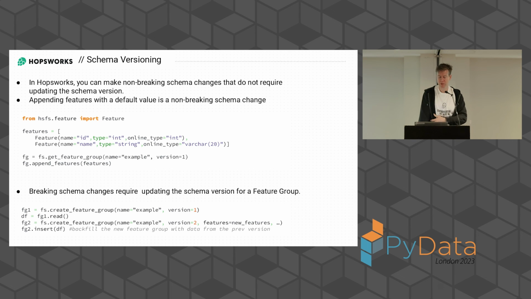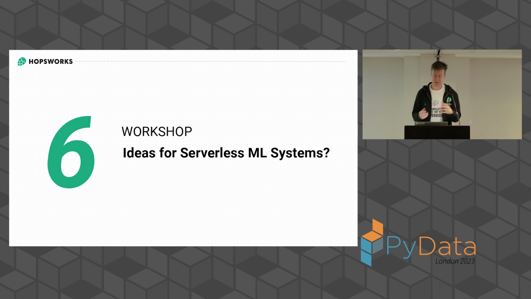I mentioned we have versioning, but versions happen because schemas changed or break. Maybe you've dropped a feature, you've changed the type of a feature, you've changed an embedding algorithm. That's when you need to change the version of a feature group, for example.